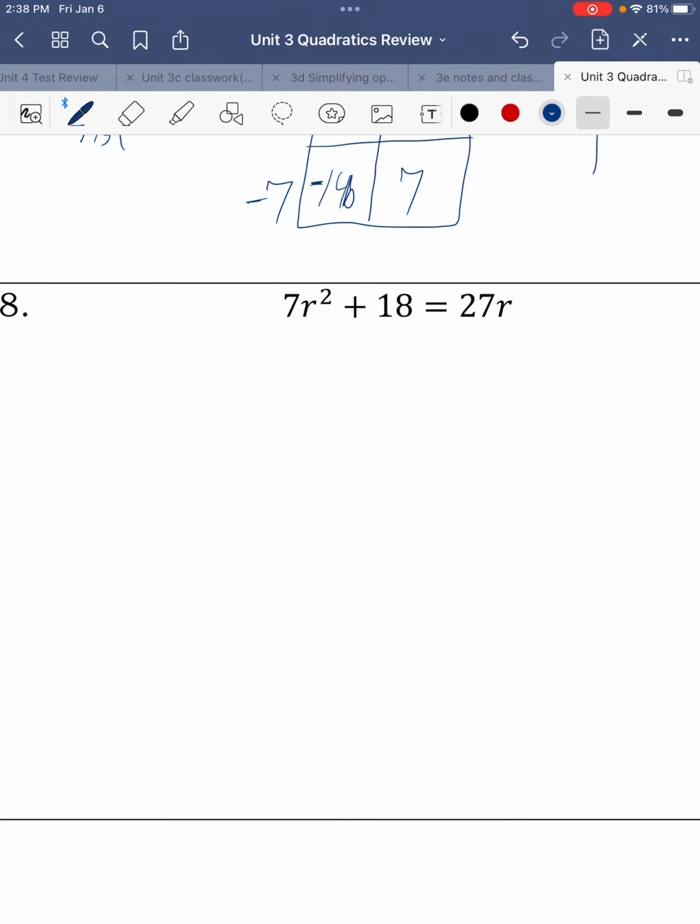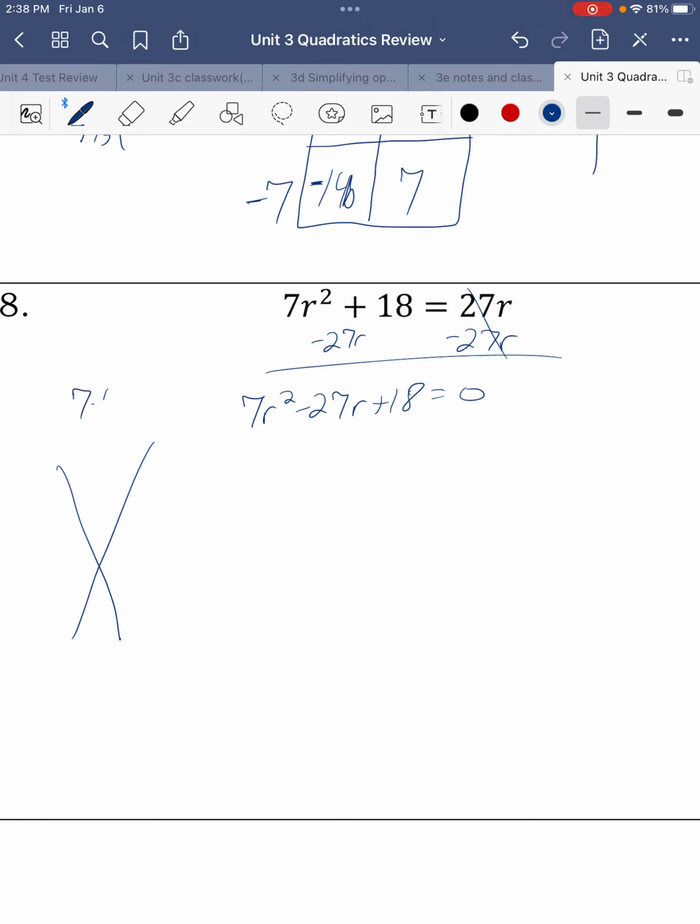And the last problem, number 8. We're going to subtract 27r. No like terms. So 7r squared minus 27r plus 18 equals 0. Greatest common factor? There isn't one. That's a big number. All right. So we do a times c, so 7 times 18. So is that 70, 56, 126? What adds up to negative 27? And I don't actually know off the top of my head, so I'm going to show you how to get this.